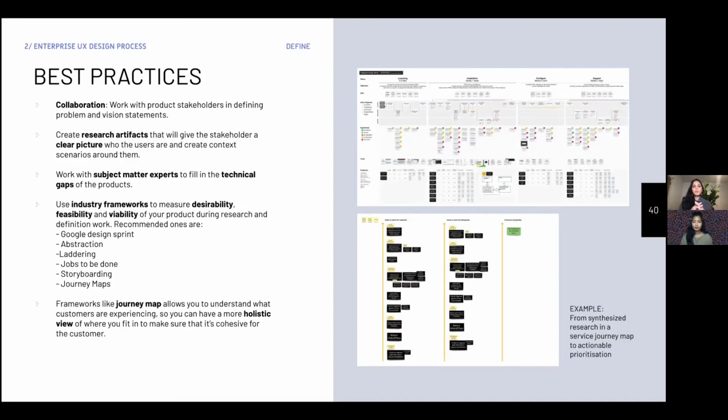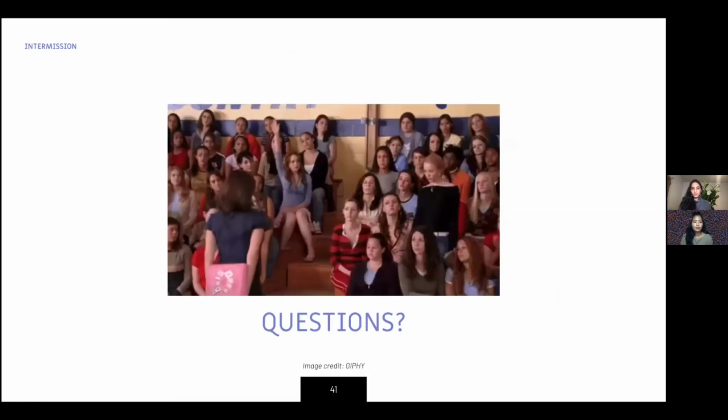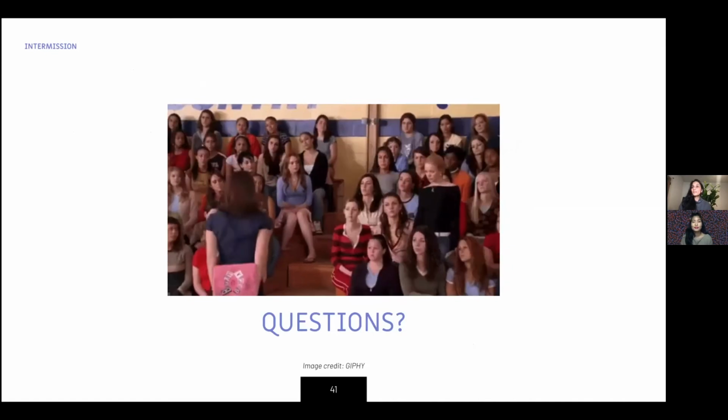And again, we have a lot of industry frameworks that we can use to make this process easy. I can speak a lot about these frameworks, but again, we'll keep that for a later time. Journey maps, again, get a holistic view, bring everyone with you to understand that. So I'm going to take a pause over here and address any questions we might have.